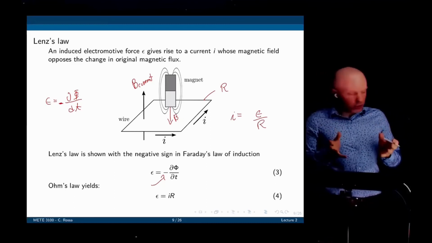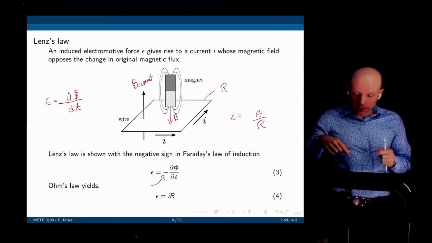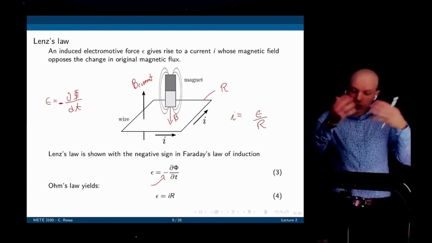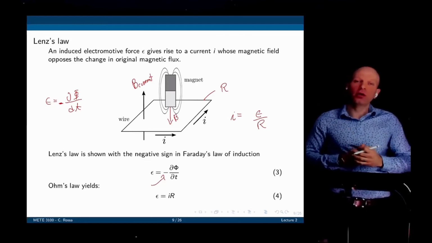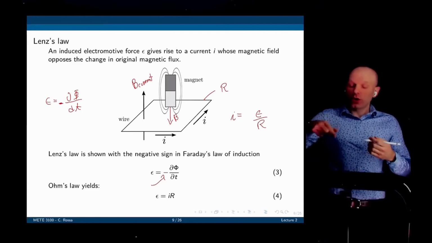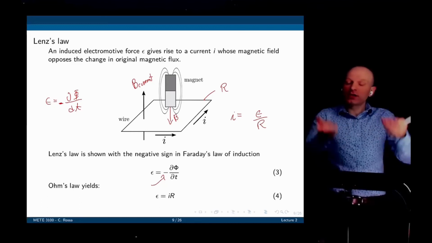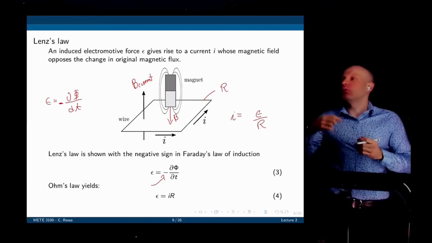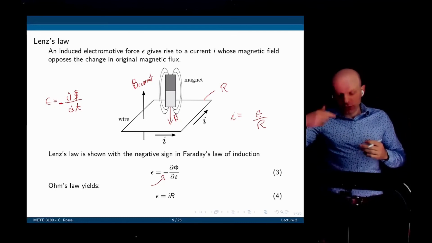And what you take from equation 3 is, again, that it's the derivative of phi with respect to time. So if phi is constant, that's 0. There is no current induced. If now phi changes over time, the magnetic flux changes over time, then there is an induced EMF. That induced EMF creates a current in a closed loop circuit. That current creates in turn its own magnetic field. And because of this negative sign in Faraday's law, this magnetic field opposes further changes of the original magnetic field.